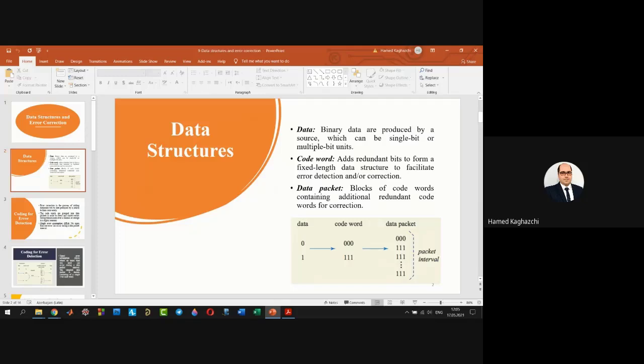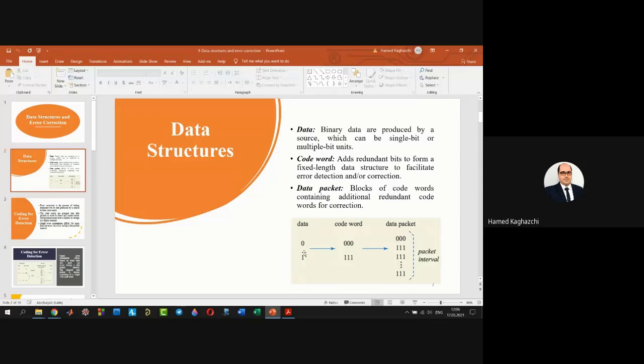Okay, let's talk about data. What is data? What can we say about the data? We say that it is the binary data that is produced by a source, and this produced data can be single bit or multiple bit units. As you see here, this is data, it can be 0 or 1, single bit or multiple bit units.